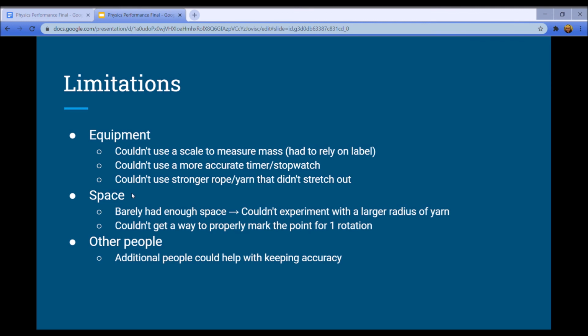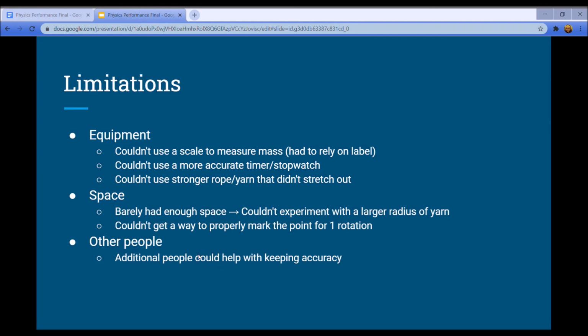Along with that, there's the issue of space. I barely had enough room in my room, and as a result, I couldn't experiment with a larger radius of yarn. For example, I wanted to use 0.5 meters and maybe even 1 meter, but I was not able to, based on the size of my room. Again, like I said earlier, I didn't have enough space to put a sheet behind me to properly mark the point for one rotation.